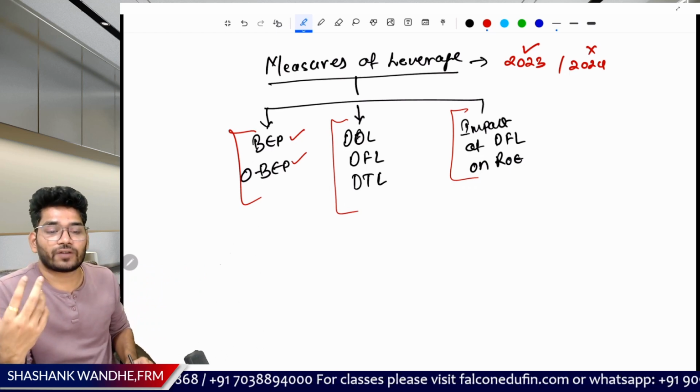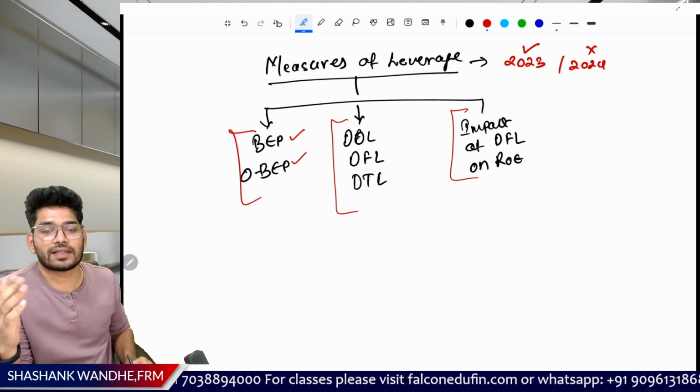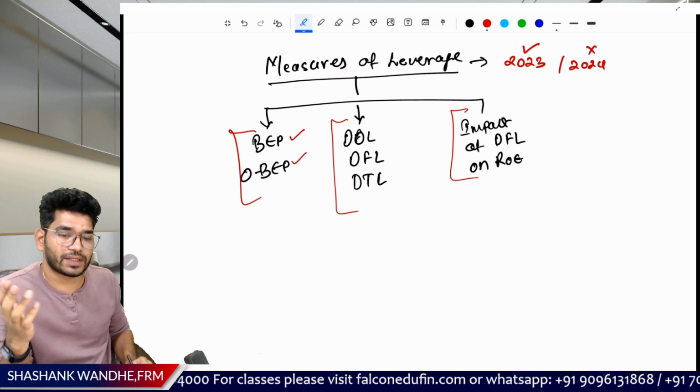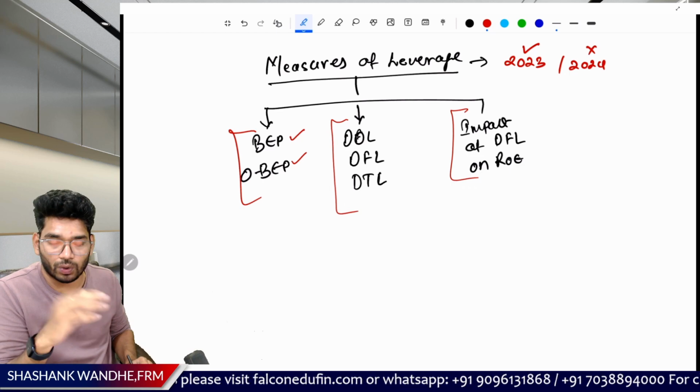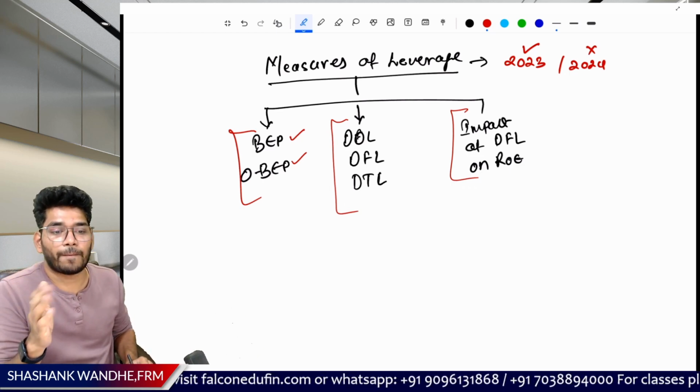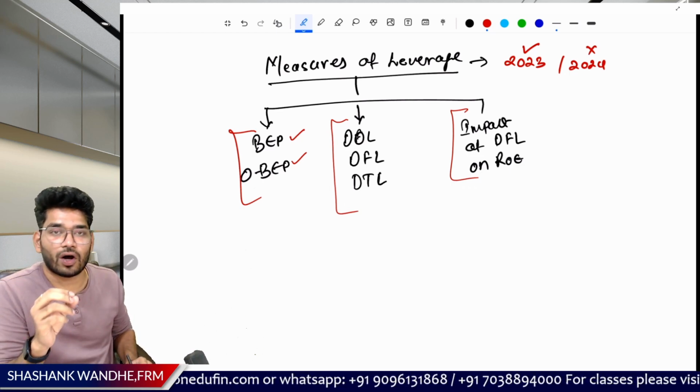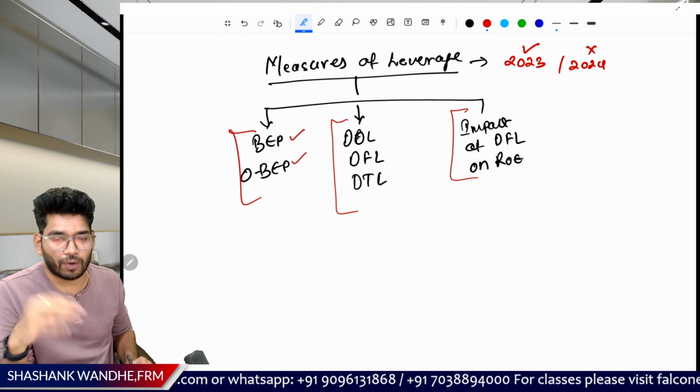Now in this reading, we have three components, three broad areas. First is related to the BEP, break-even point. The second relates to the degree of leverage, that is the degree of operating leverage, financial leverage, and the total leverage. And then we have the impact of DFL, degree of financial leverage, on return on equity. So these are the three broad points.